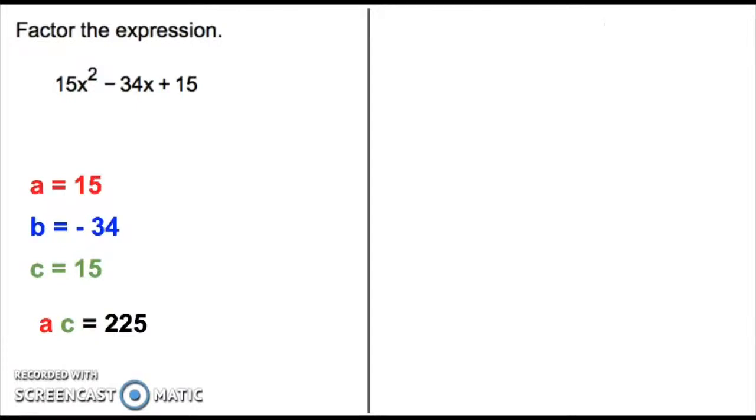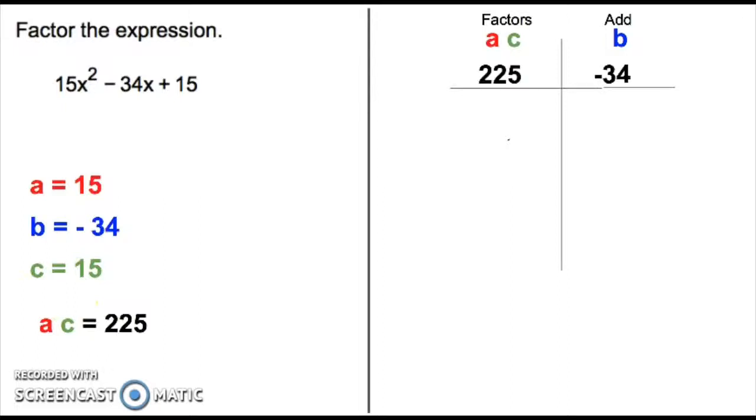So now let's make our chart. So AC is going to be 225, and B is going to be negative 34. So now you want numbers that multiply to 225 but add up to negative 34. Now only two types of numbers multiply up to be positive. That's 2 negative and 2 positive. Since we have a negative middle term, that means both of our factors need to be negative. So that means negative 9 and negative 25 are going to be my factors. So then we write negative 9 plus negative 25 because those add up to negative 34, which is my middle term.